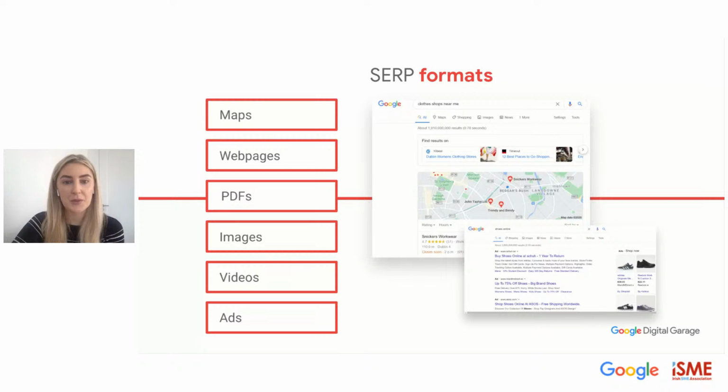So to help you find what you're looking for quickly, Google provides results in many useful formats. Whether presented as a map with directions, images, videos, or stories, we're constantly evolving with new ways to present information. Some of the key search engine results page formats include maps, web pages, PDFs, images, videos, and ads.